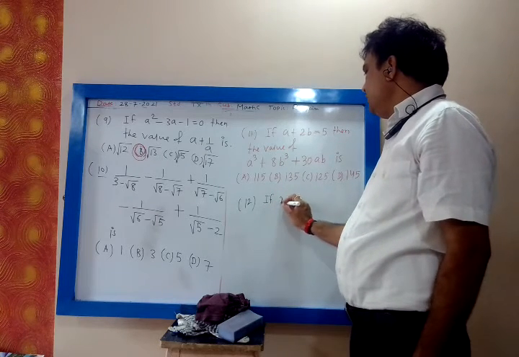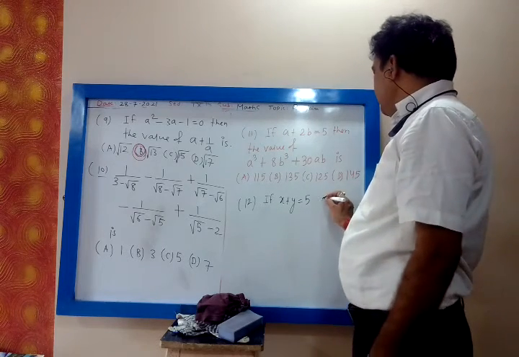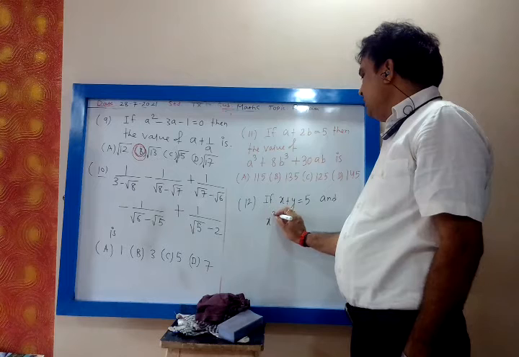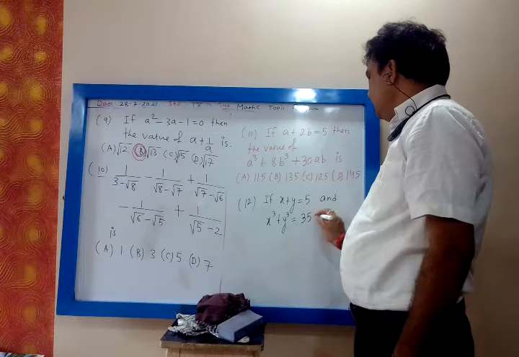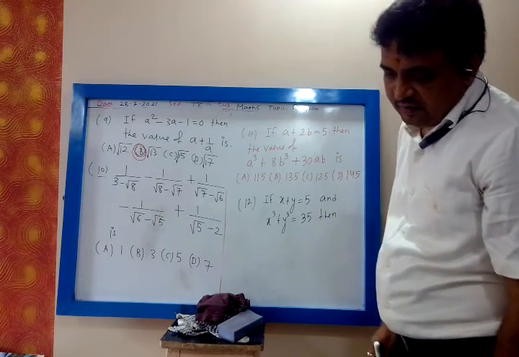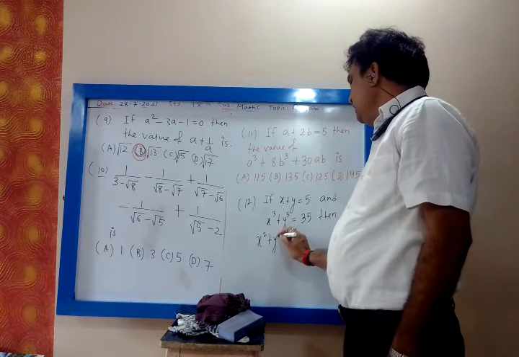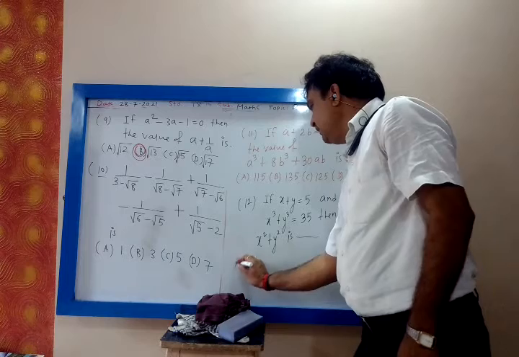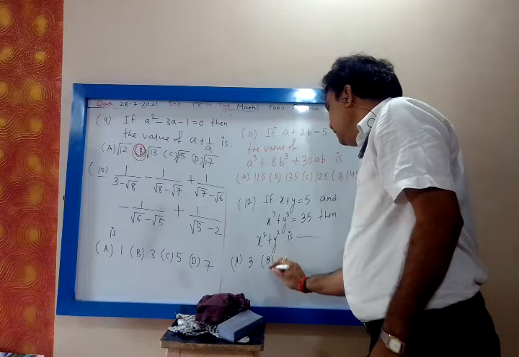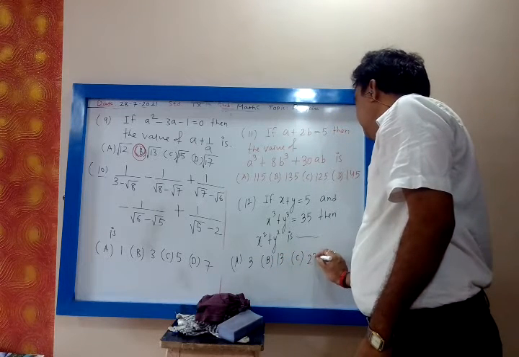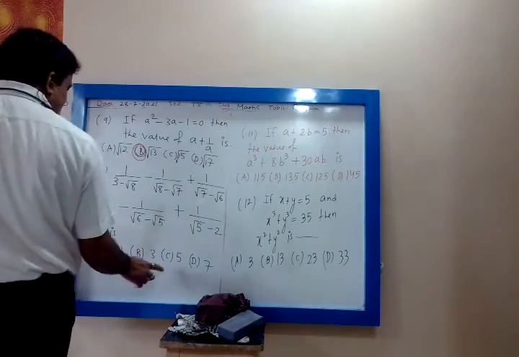If x plus y is 5 and x cube plus y cube is 35, then x square plus y square is: A 3, B 13, C 23, D 33. Yes. So this answer is 5.